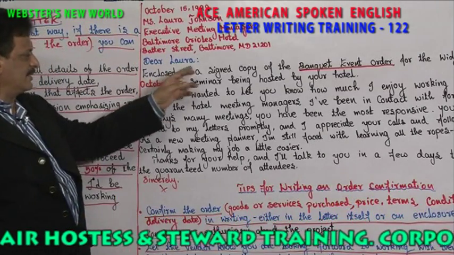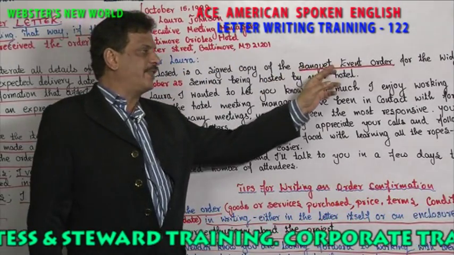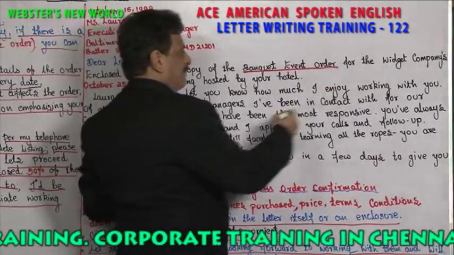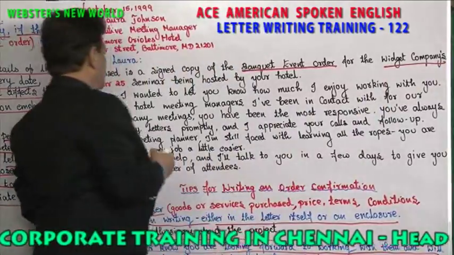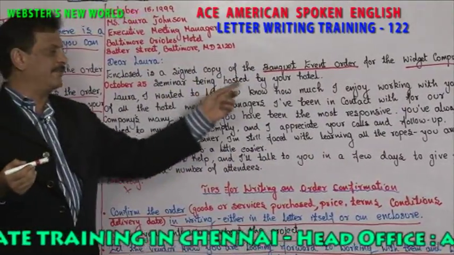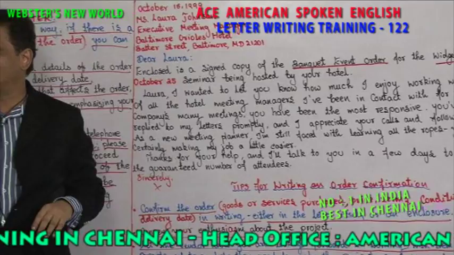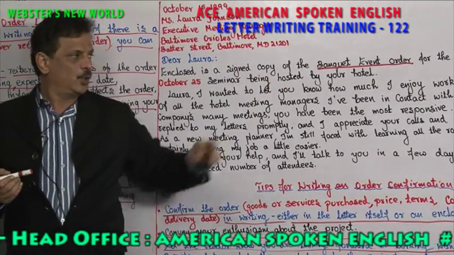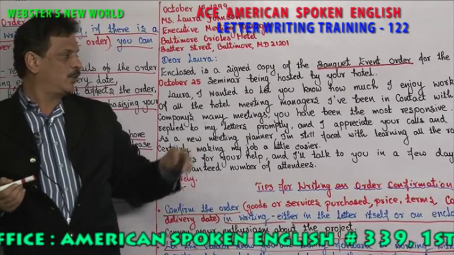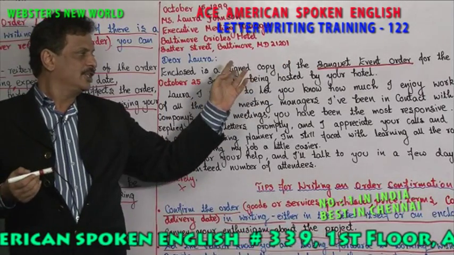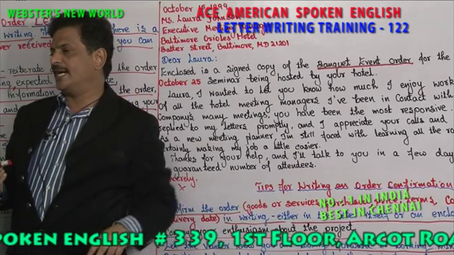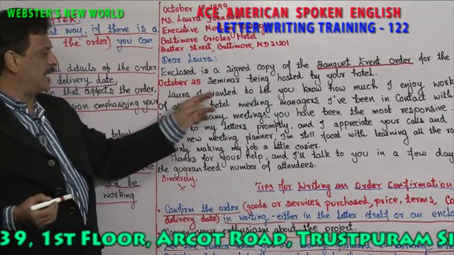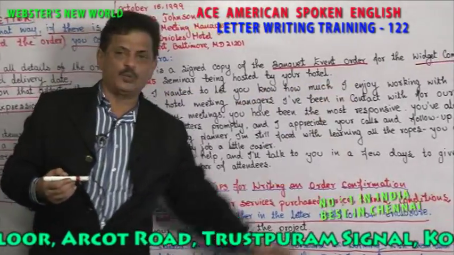For example, enclosed is a signed copy of the banquet event order for the widgets company. So the widgets company's October 25 seminar is being hosted by your hotel. Right, sir? This particular hotel is going to host a party for which company? Widget company. When? October 25th. She got an order that she has to do the banquet arrangements.